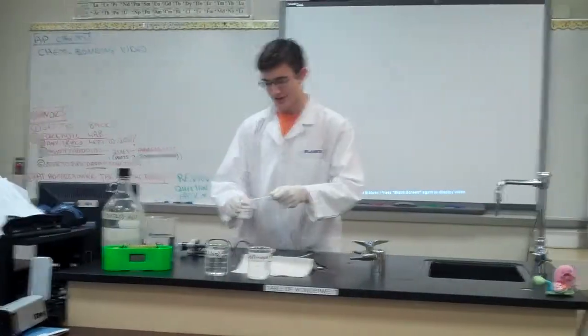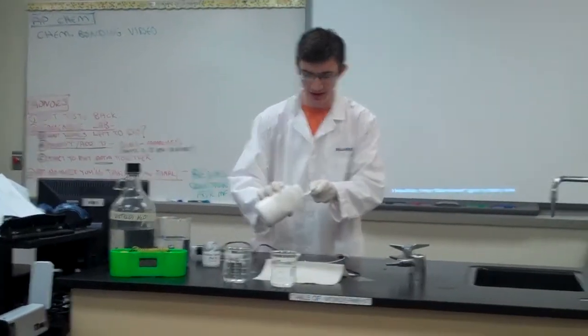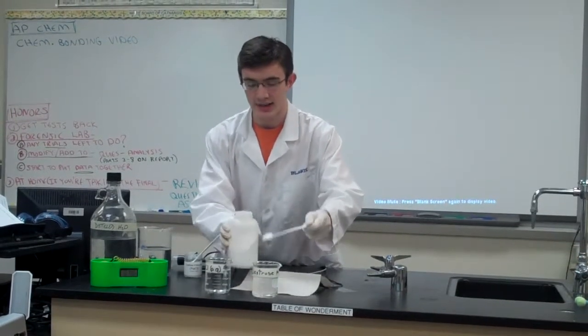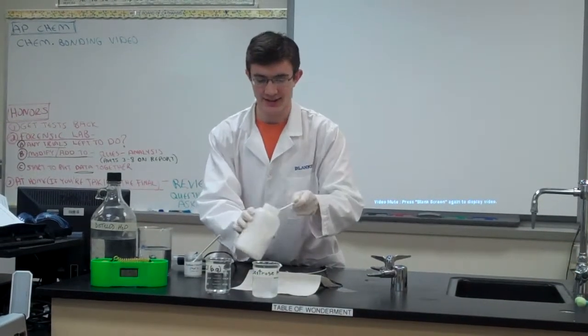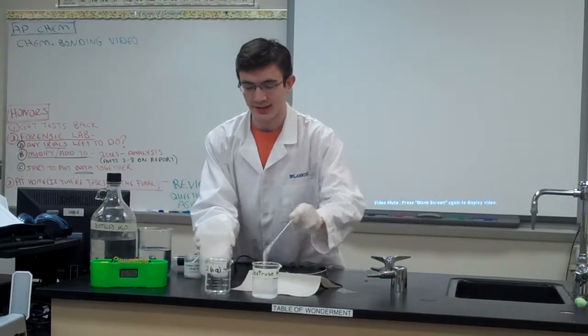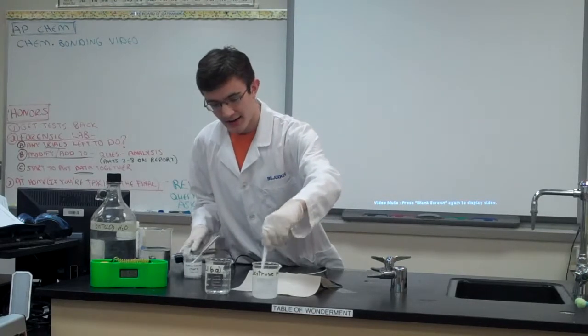Actually, let's do the dextrose first. We're going to take dextrose, which is a sugar, and this has lots of covalent bonds. We're going to add lots of it to this beaker here. Let's have the third one as well. Oh, we got some on the table. That's okay though. Anyways, mix that up.